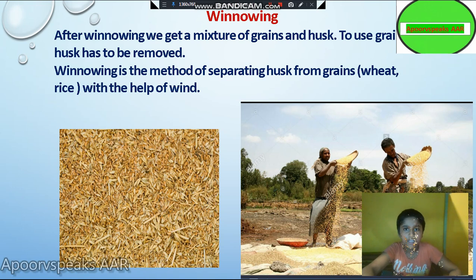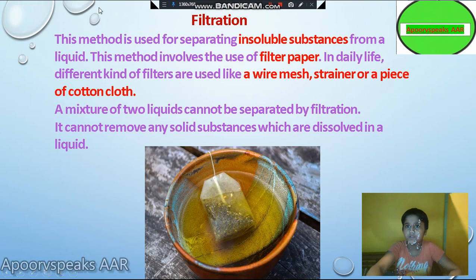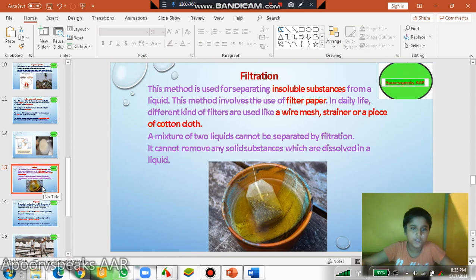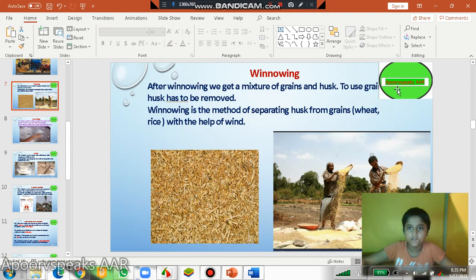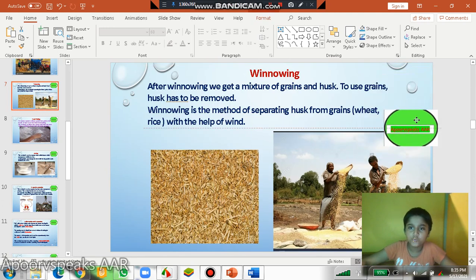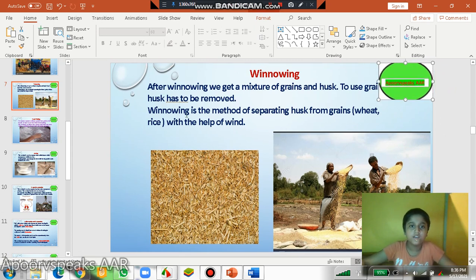Winnowing. After threshing, we get a mixture of grains and husks. To use the grain, the husk has to be removed. Winnowing is the method of separating husks from grains.